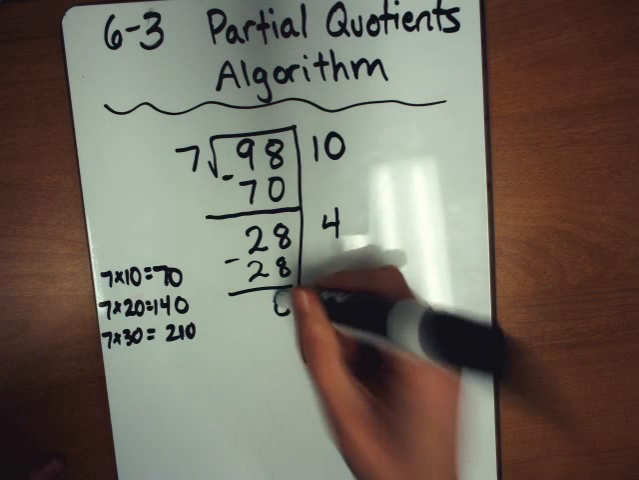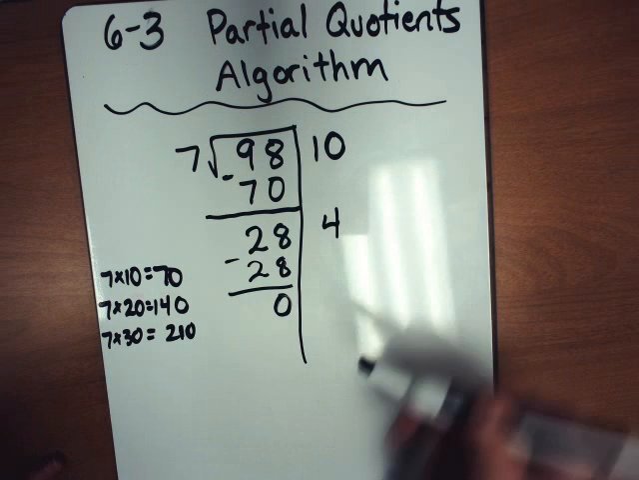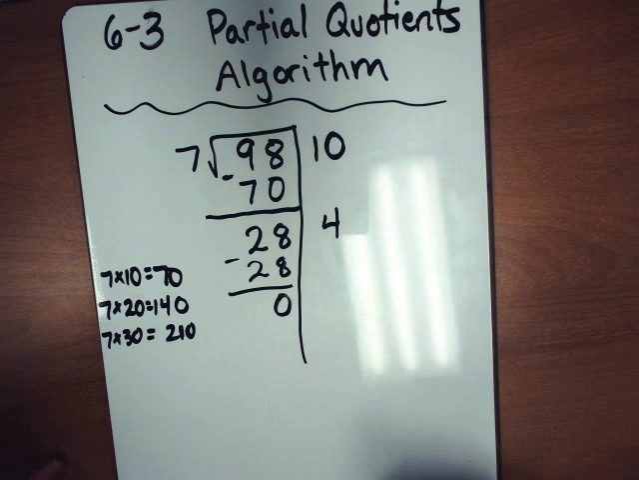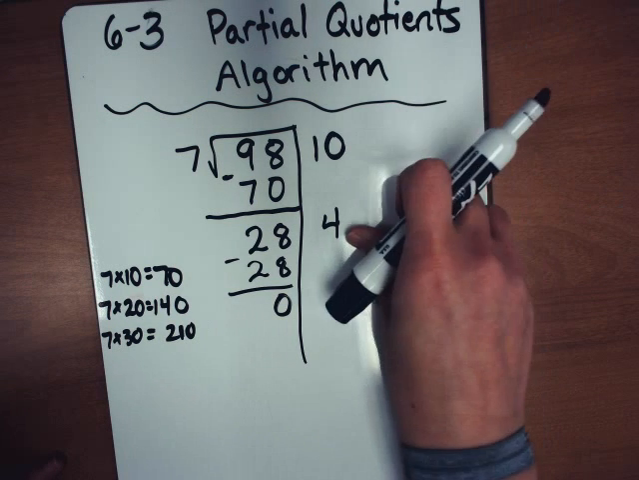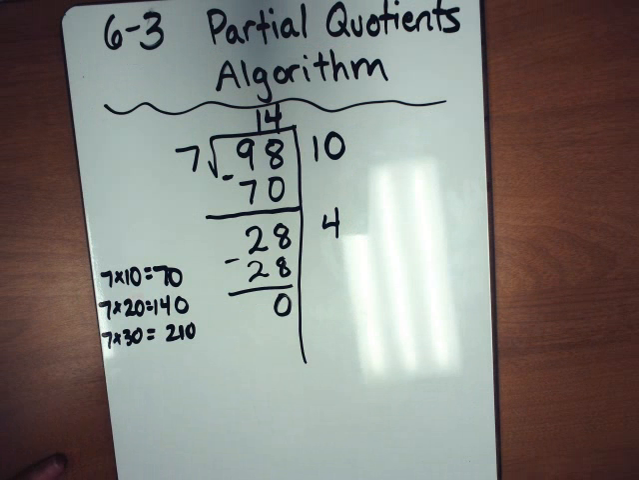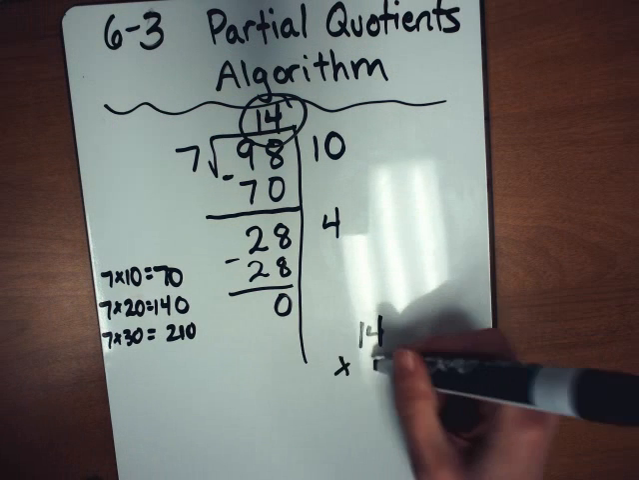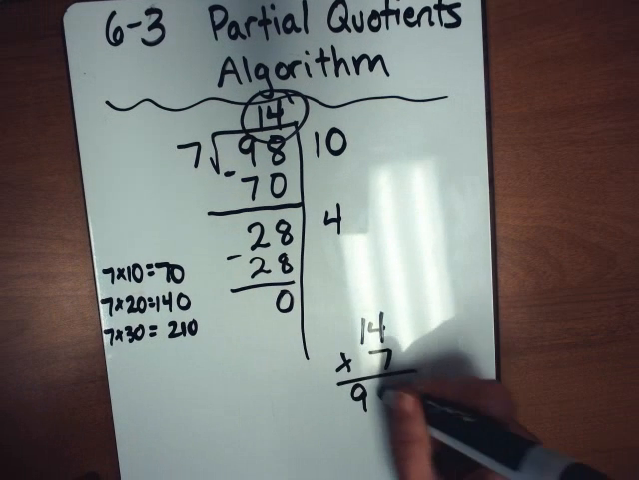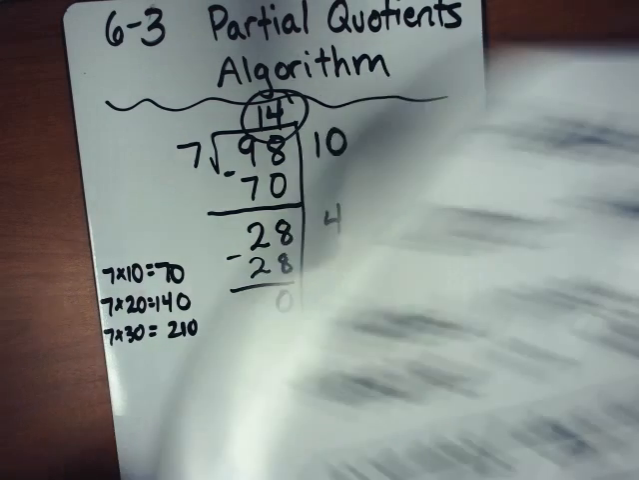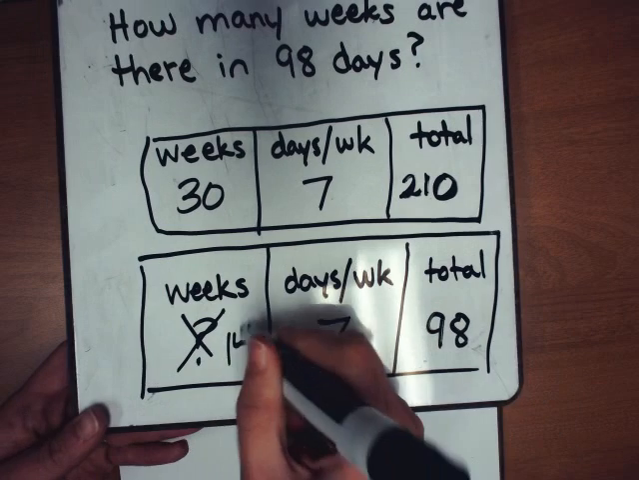So now I've shared out all of my total of 98 days. Here are my different partial quotients right here. So 10 plus 4 is 14. When I look back at how many weeks is equal to a total of 98 days, it was 14 weeks. So 14 times 7 is equal to 98. So when I'm looking back here, I've got 14.